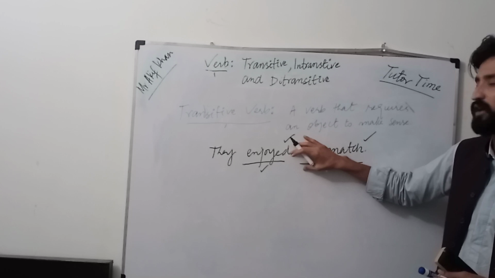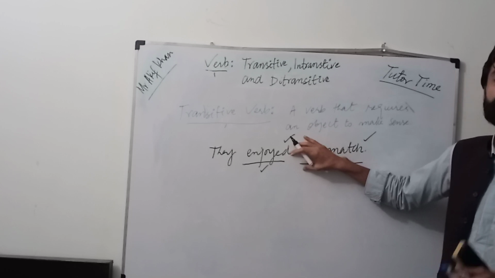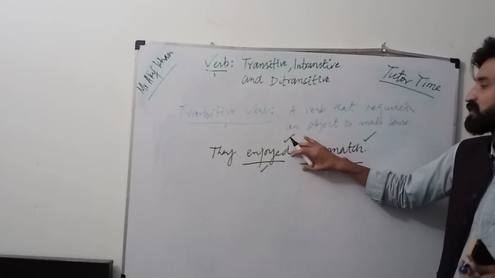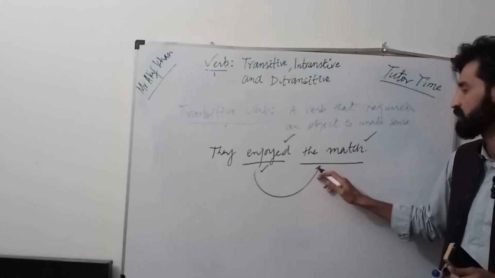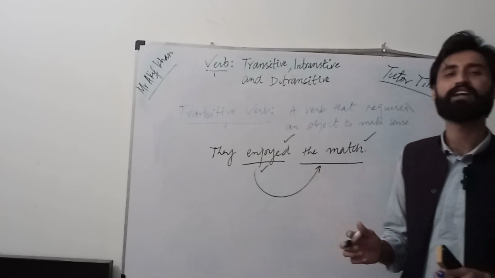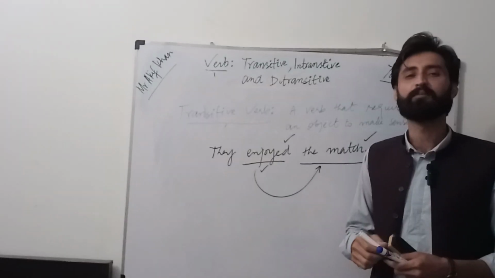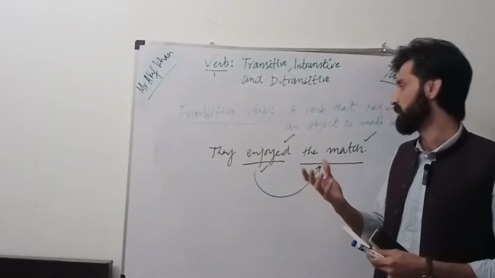So it does not give us complete sense. So that is why we can say that this verb is a transitive verb because it requires an object to give us complete sense or meaning.